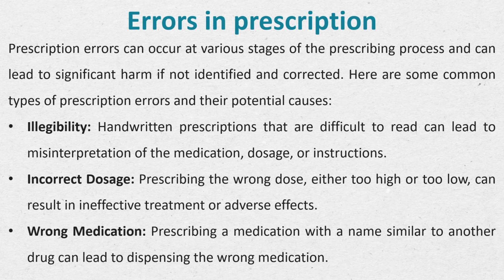The first one is illegibility, that is, the bad handwriting of the doctors. Handwritten prescriptions that are difficult to read can lead to misinterpretation of medication, dosage or instructions. If a doctor's handwriting is messy, the pharmacist might misread the prescription and a problem can occur.